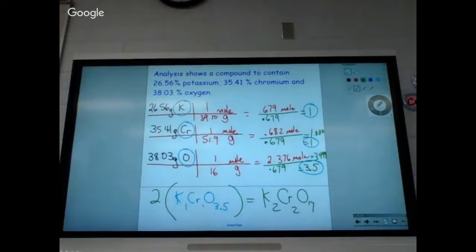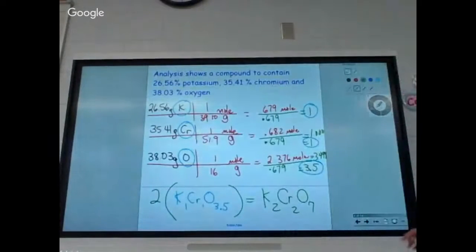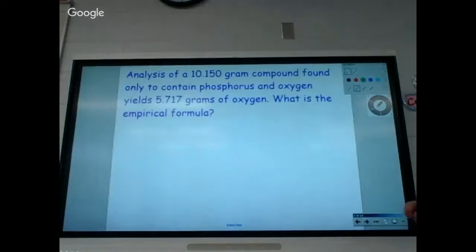Questions? Okay. Now, I'm going to help you set up the next one, and then you're going to work it, because I put a glitch in the setup. All right, now let you write that one down, because I jacked up the setup on this one. So I'm going to help you set it up, and then you're going to work it.